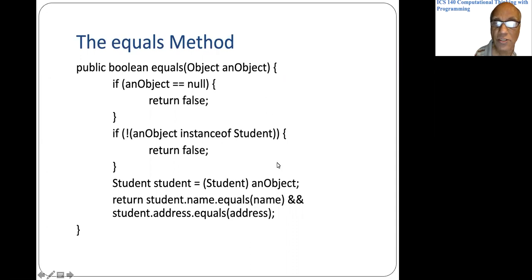Otherwise, we cast this as a Student object and we check whether the name of the student is equal to the name of this object, and whether the address of the incoming student is equal to the address of this object. That is what I decided should be the consideration for checking whether one student is equal to another. You could have a different interpretation of the equals method, a different way of implementing it. This is entirely up to the designer of the class.